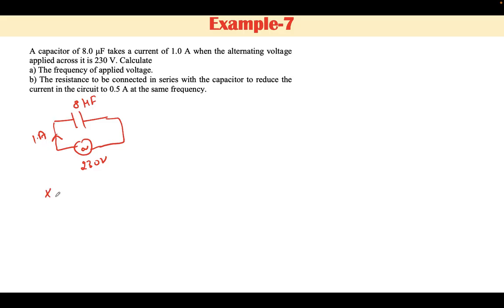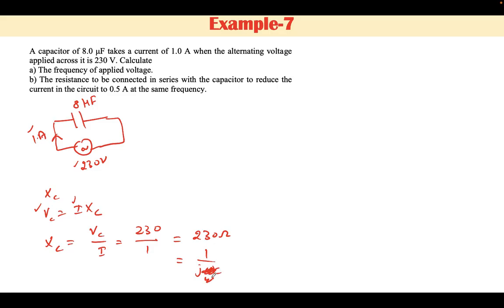By definition, the voltage across this capacitor is Vc equal to I into Xc. The applied voltage is given and the current flowing through the capacitor is given, so we can calculate Xc equal to Vc upon I. Vc is 230 volt divided by I, which is 1, and hence Xc is equal to 230 ohm for this particular circuit. This Xc is nothing but 1 by omega C for a capacitive circuit.